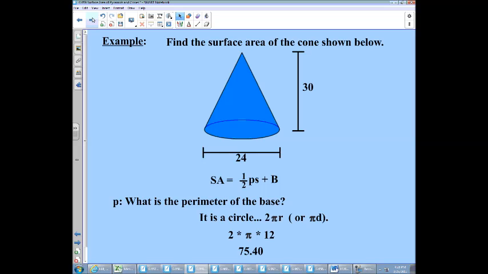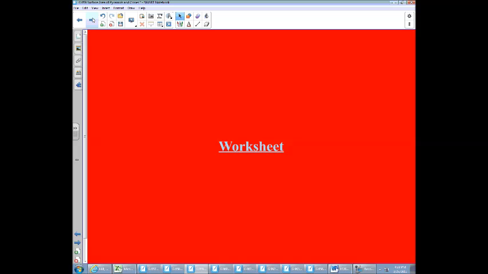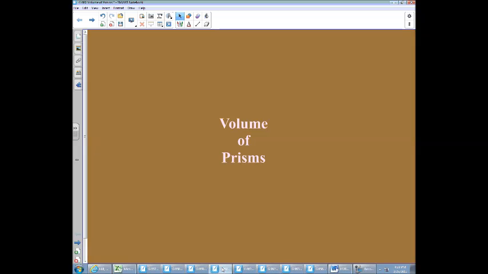Just keep in mind when you're dealing with circular bases, you're going to need circular formulas. Okay, area of your base, it's going to be a circle formula. Perimeter of your base, that's circumference, going to be a circle formula. Okay, so there's that. After that, we switched gears and started spending some time talking about volume.